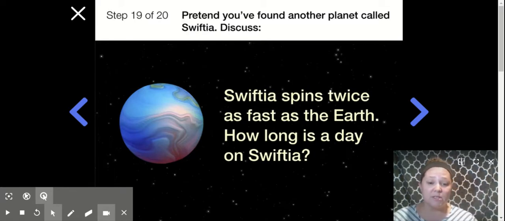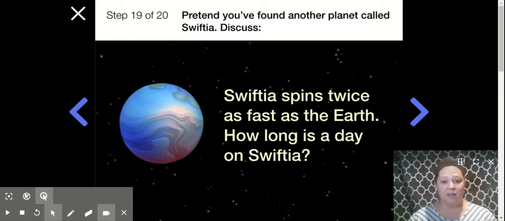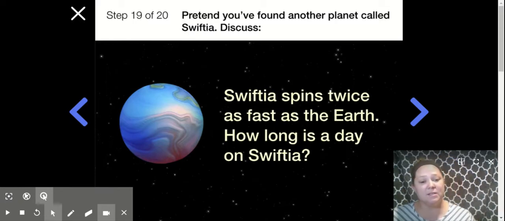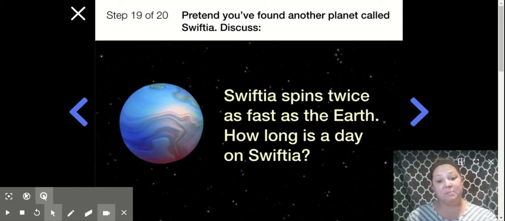So what is the half of one of our Earth days? That's 12 hours. So if we had 24 hours for one day, and now Swiftia, twice as fast, 12 hours. And that's something really important. So the faster a planet spins or rotates, the shorter their days.